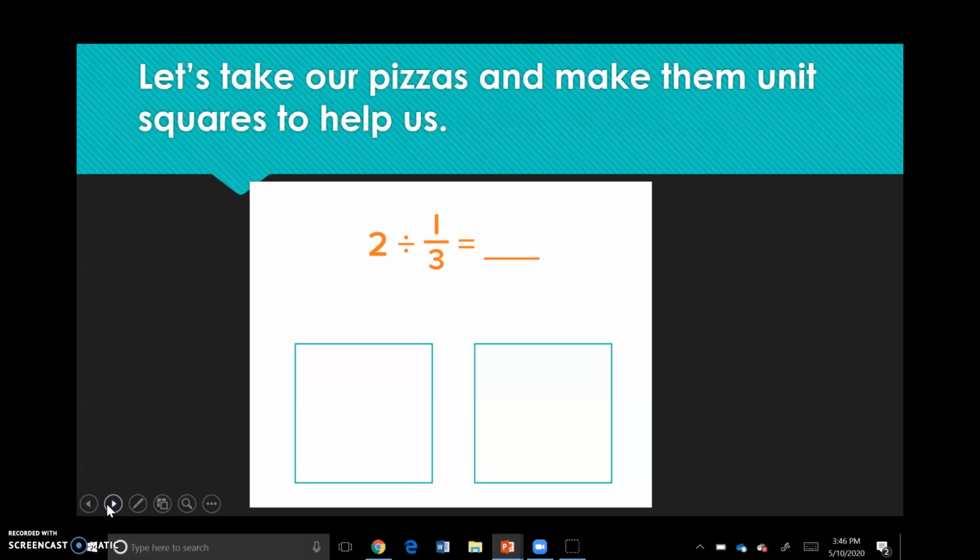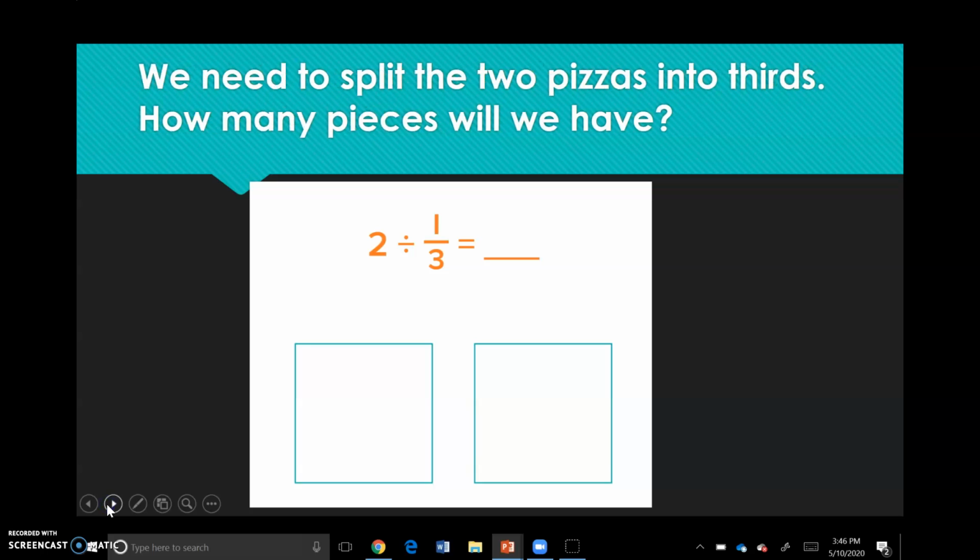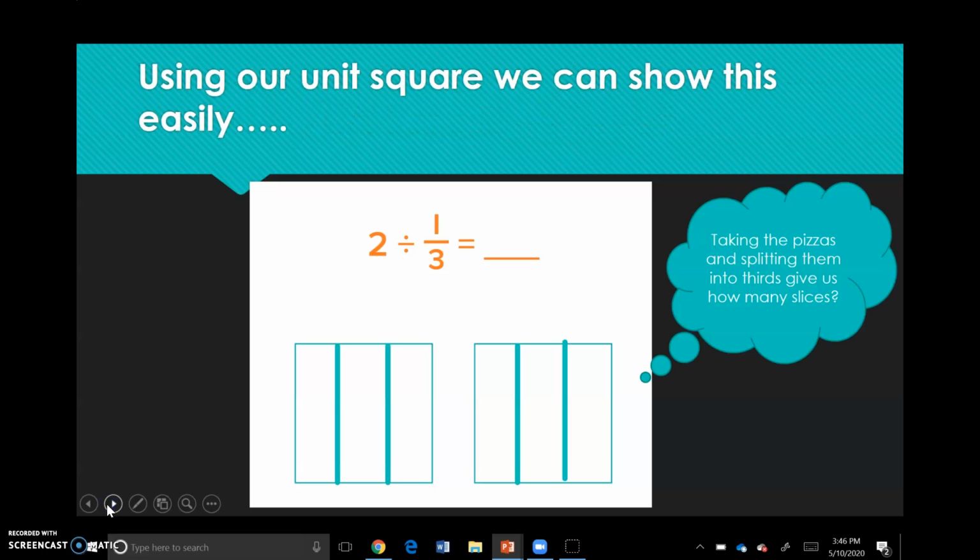So let's take our pizzas and make them a unit square to help us visualize it. 2 full pizzas split into thirds, or divided by 1/3. How many pieces will we have? Hopefully you're thinking about what that split would look like. Each unit square would have to be cut into 3 pieces. And taking the pizzas and splitting them into thirds gives us how many slices?